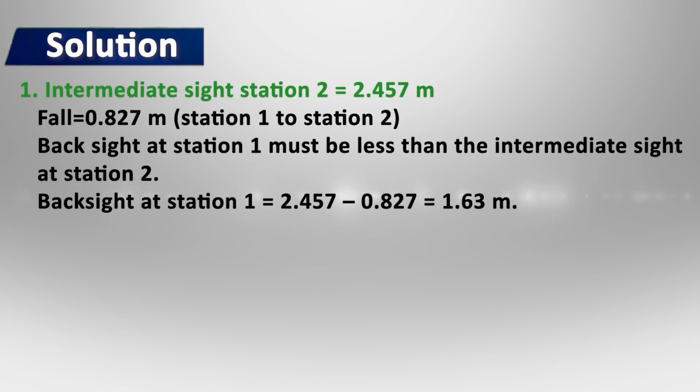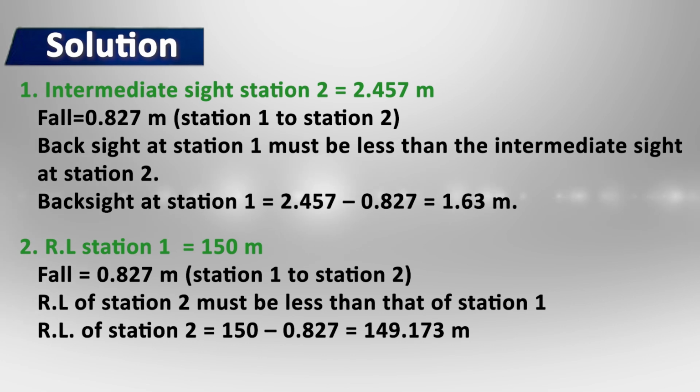The backsight reading at station 1 is missing. The intermediate sight at station 2 is 2.457 meters, and there is a fall of 0.827 meter from station 1 to station 2. Therefore, the backsight at station 1 must be less than the intermediate sight at station 2. So, the backsight at station 1 should be equal to 2.457 minus 0.827, so the result will be 1.630 meters.